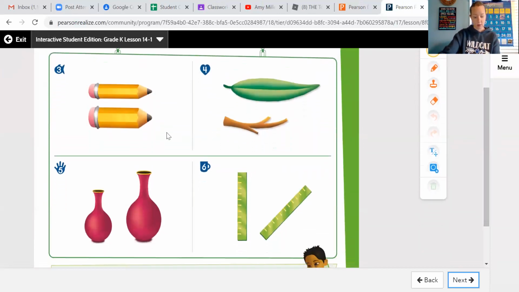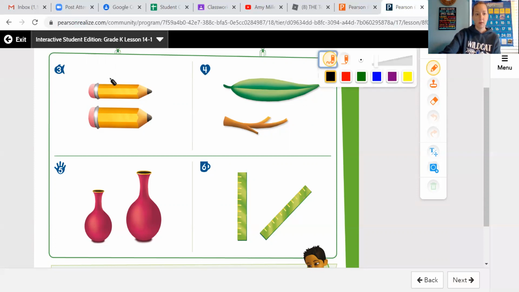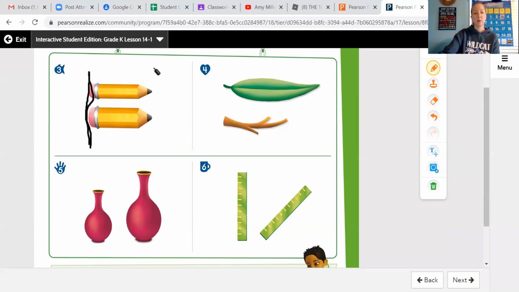Number three, you see two pencils. It says draw a circle around the longer object or underline the objects if they are the same length. So first, let's draw that line. My lines aren't very good. We're going to draw a line to show that they start at the same spot. Okay, so they start back here. Now let's see where they stop.